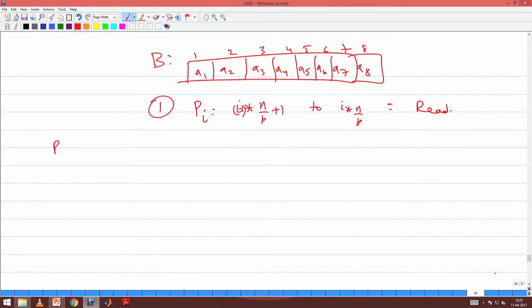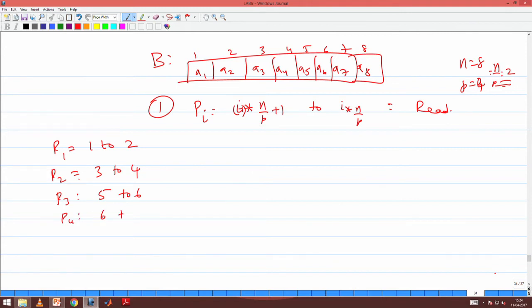So what will P1 read? P1 will read 1 to, what is n by p? N is 8, p is 4, n by p is 2. P1 will read from 1 to 2. P2 will read from 3 to 4. P3 will read from 5 to 6. P4 will read from 7 to 8.